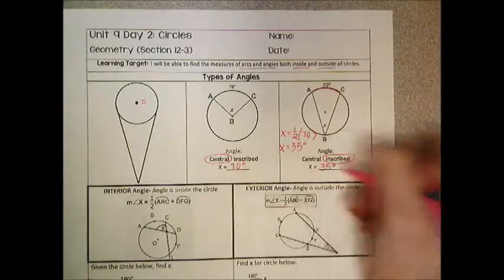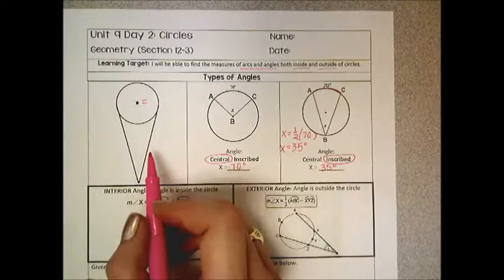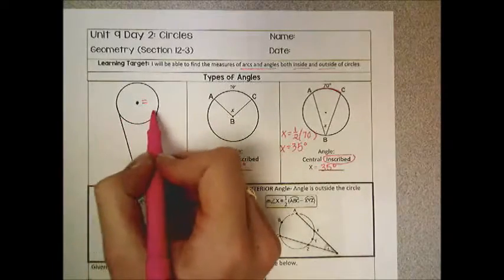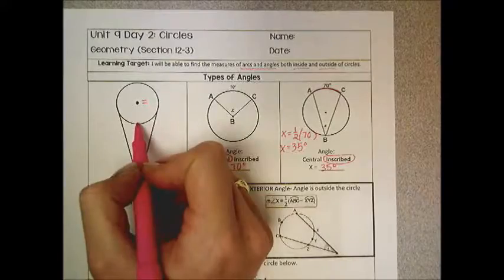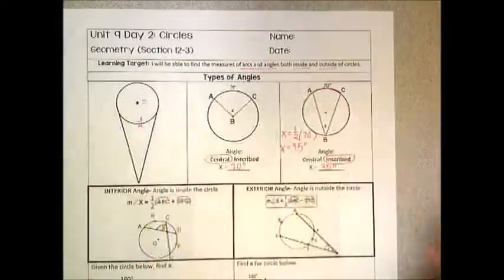So x equals 35. So taking that back over here to our ice cream cone, inscribed was anything on the circle, so we're going to put it right here on our ice cream cone. We said that you just multiply by 1/2, so I just write in 1/2.